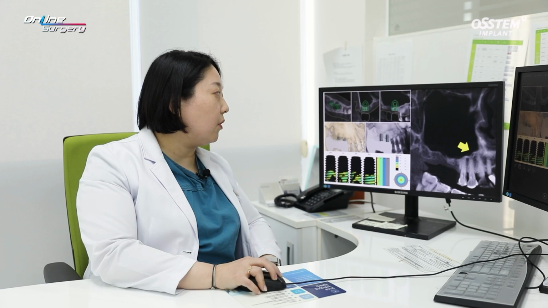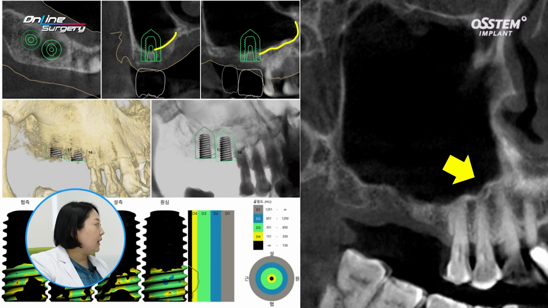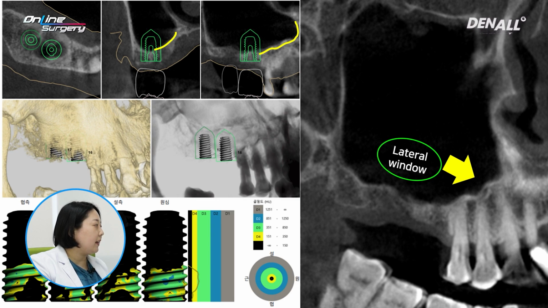Sinus grafting using lateral approach. The most important thing is that the membrane should remain intact without a hole while being detached and lifted. Lifting may not work very well in the inside, indicated with an arrow on the right-hand side. Patient should be in a supine position. Here, an oval-shaped lateral window is created.